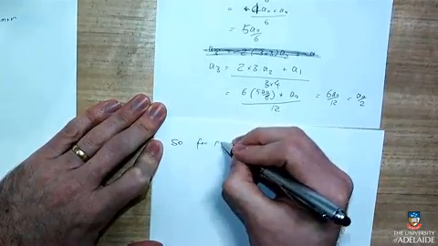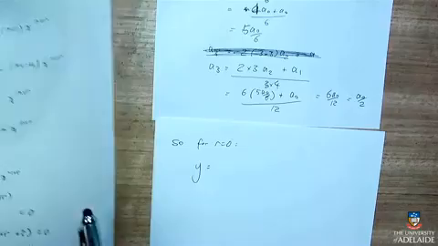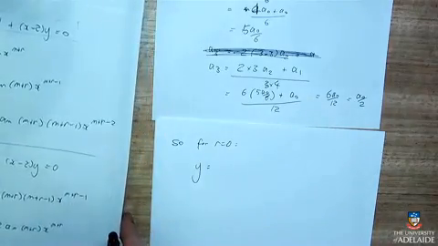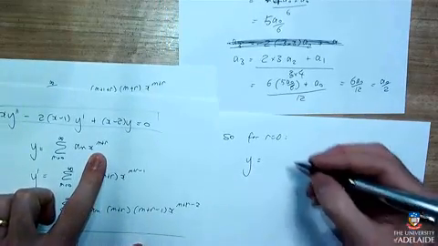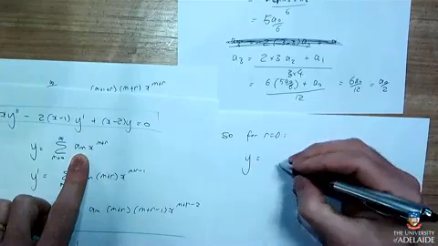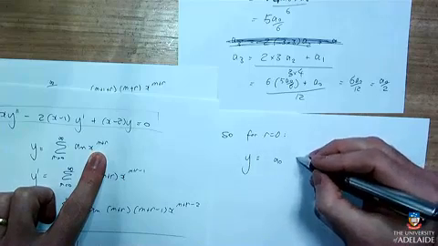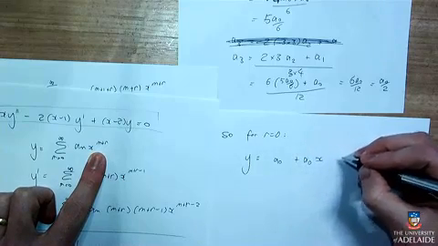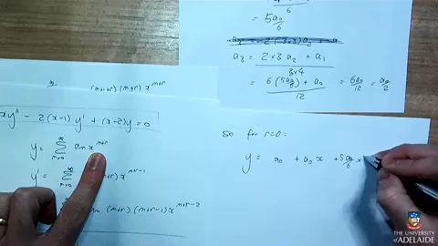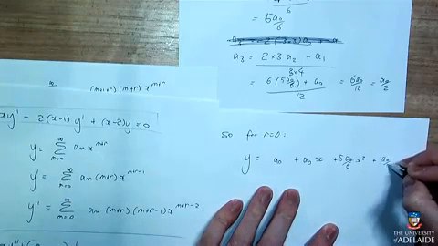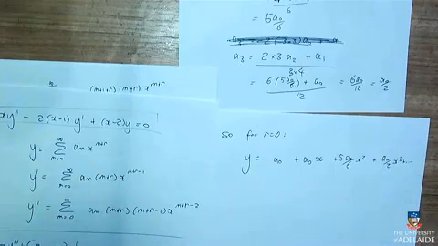So for r equals 0, we get y is equal to, and we go all the way back to our beginning. It was a_m x to the m plus r, but r is 0. So we've got a0 x to the 0 plus 0, which is just nothing, plus a0 x plus a0 on 6 x squared plus a0 on 2 x cubed plus and so on. Cool.